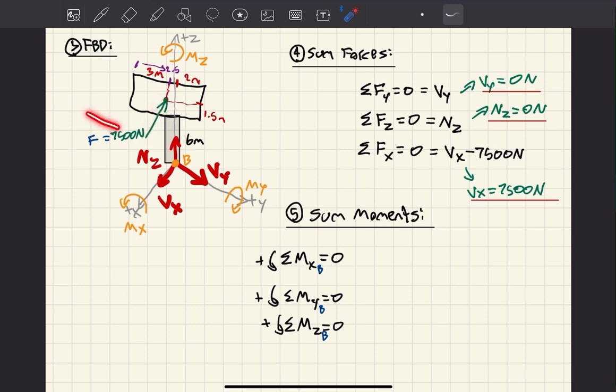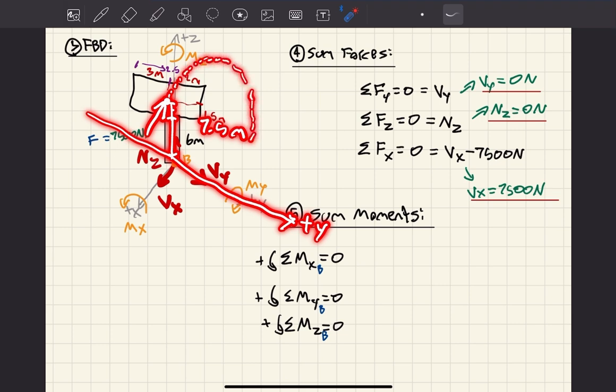Well, let's start by analyzing the y-axis. So this is the y-axis, and this force F is a distance of 6 plus 1.5, that's 7.5 meters, and it acts right here. So it's 7.5 meters away from the y-axis, and it acts like so. If there were no constraints, what would this force do to the body? If you can imagine in 3D, it would try and rotate this body clockwise about the y-axis, and that's why it causes a moment.